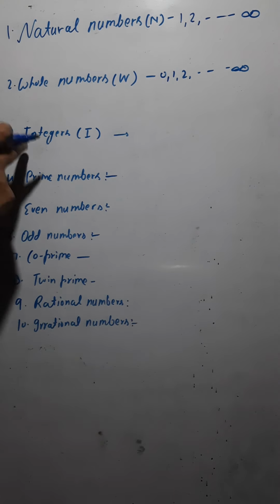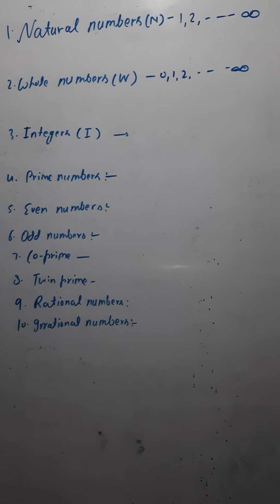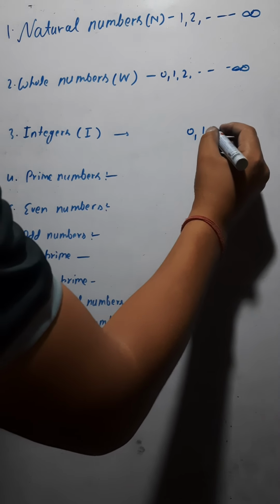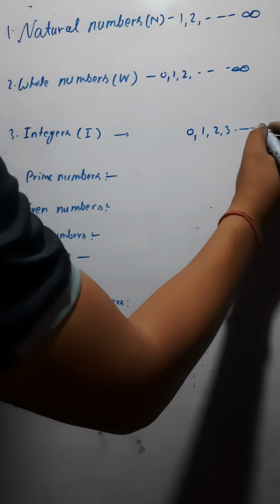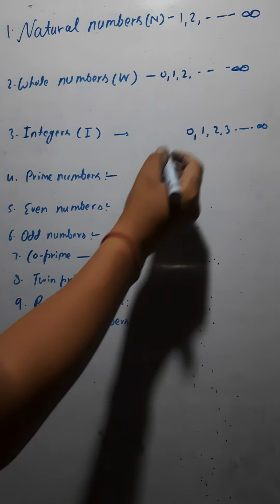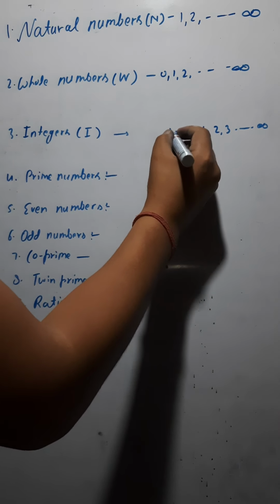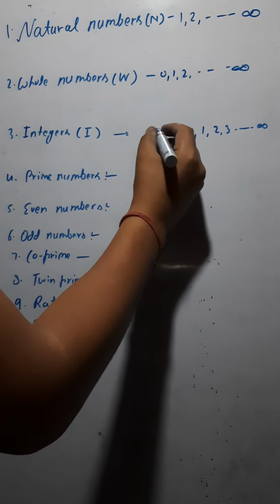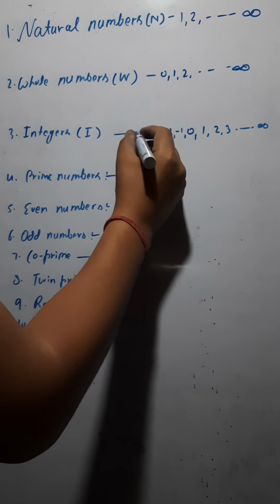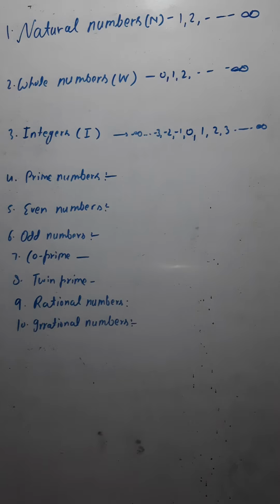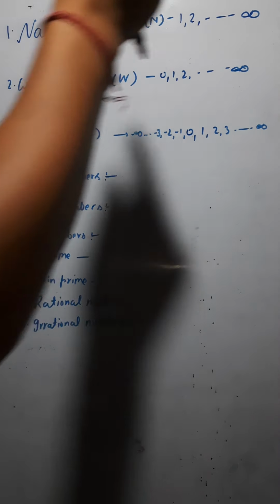Then you have the integers. Integers are 0, 1, 2, 3 up to infinity, then the negative numbers like -1, -2, -3 up to minus infinity. So the integers start from minus infinity to plus infinity.